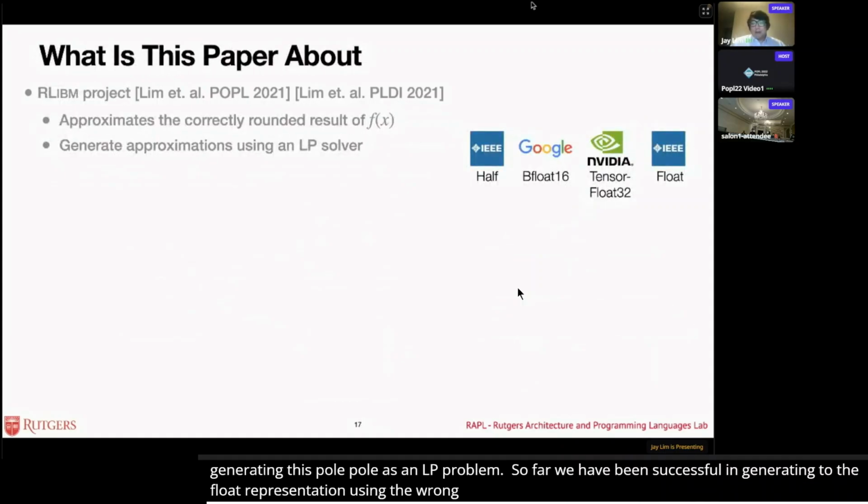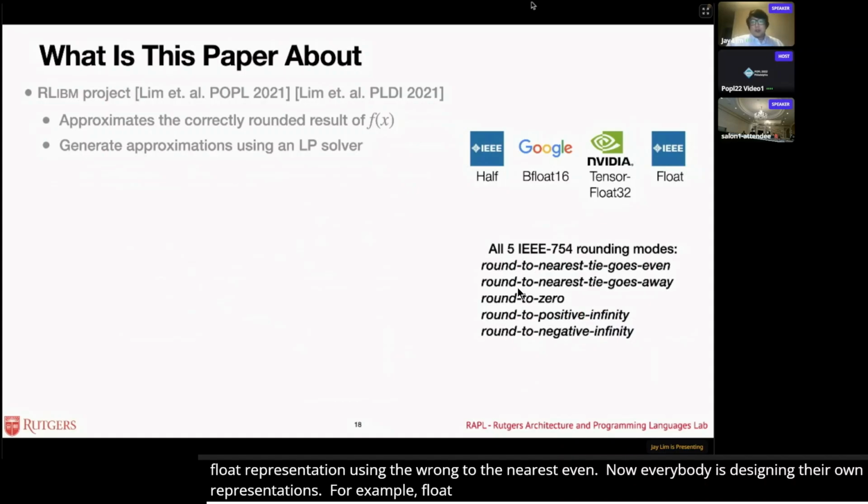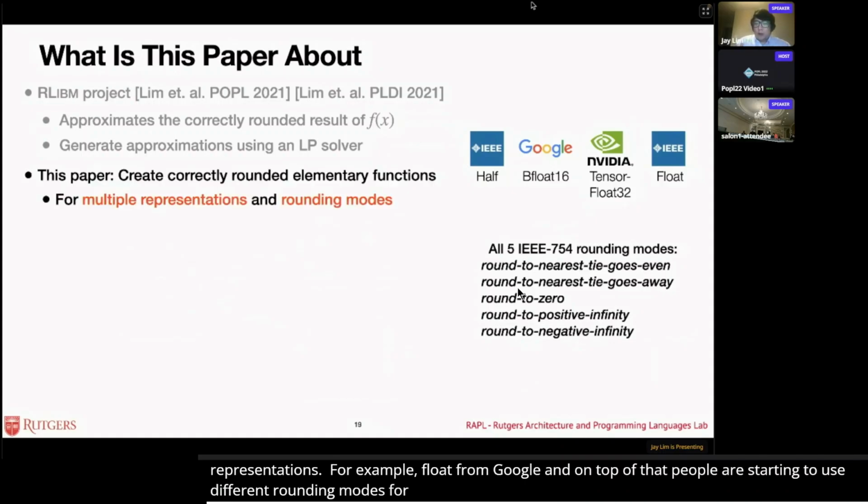But now everybody is designing their own representations. For example, bfloat16 from Google and TensorFloat-32 from NVIDIA. And on top of that, people are starting to use different rounding modes like round to zero for more efficient hardware implementation. And our goal now in this presentation is to create correctly rounded elementary functions for all of these representations and rounding modes.